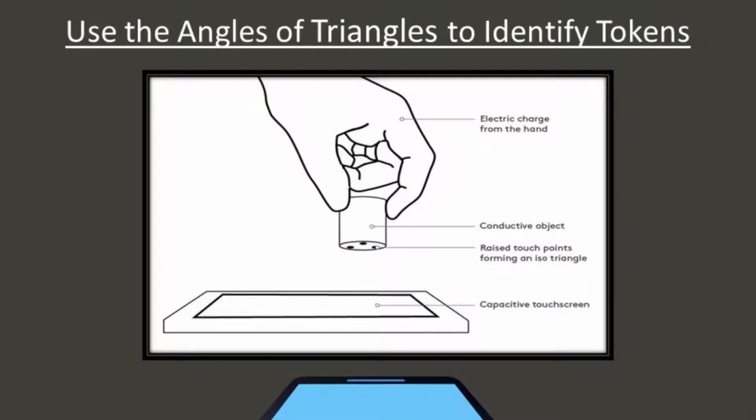The solution that I found to work best was to have 3 raised dots on the bottom of a token that would touch the screen. Using these points, a triangle is formed and the angles of the triangle could be calculated using the positions at which all 3 touch points are sensed. By putting the touch points in different positions, different angles could be formed for the triangles, and thus pieces could be individually identified based on the angles of the formed triangle.